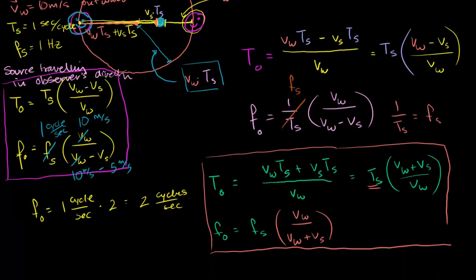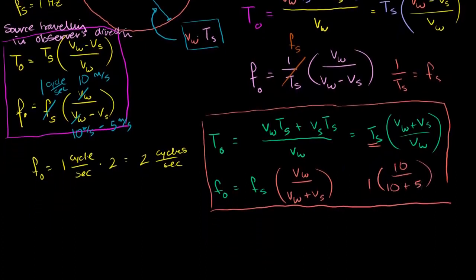And what about the guy this guy is running away from? Well, do the exact same thing. You have 1 cycle per second, or 1 hertz, that's the emitted frequency from the point of view of the source, times the velocity of the wave, divided by the velocity of the wave plus the velocity of the source, because it's moving away from him. So it's 10 over 10 plus 5. That's 10 over 15. That is 2/3. So this is equal to 2/3. The units I'll cancel out; this was cycles per second. So 2/3 cycle per second, which confirms the numbers we got in that first video, so that should make us feel good. And it also makes a lot of sense.